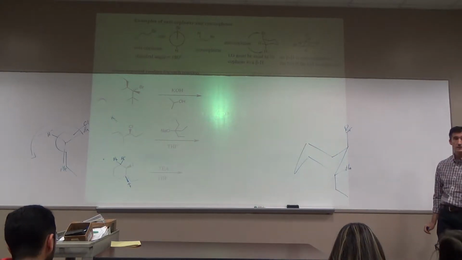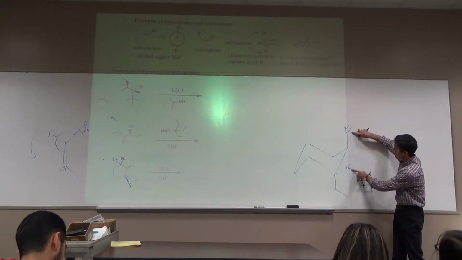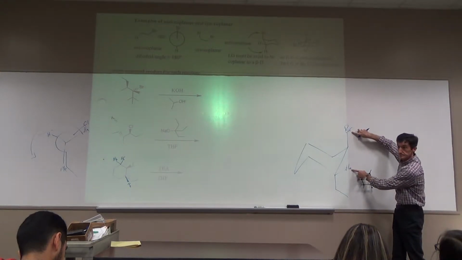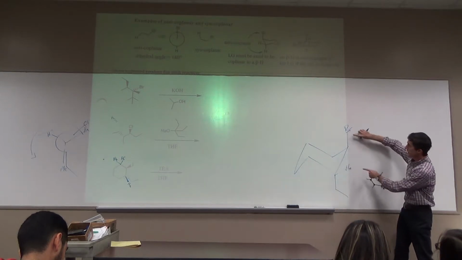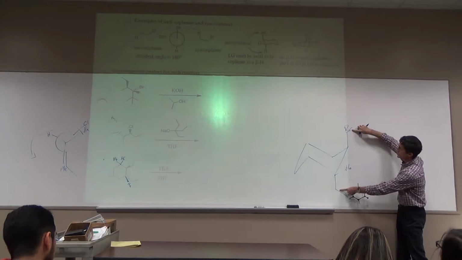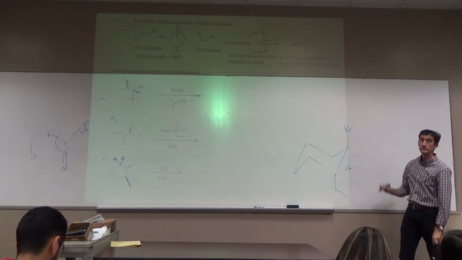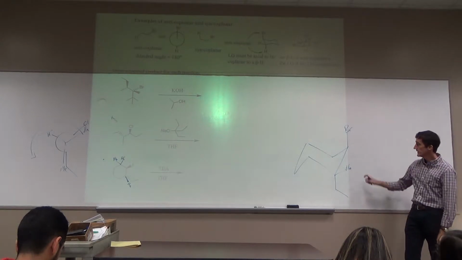Here's the molecule. These are cis. They're cis. Are they anticoplanar? No. The alpha was anticoplanar with the bromine, not the H. And the H will never be.